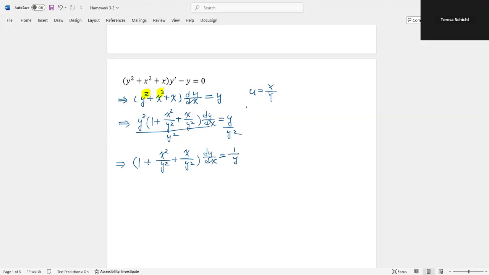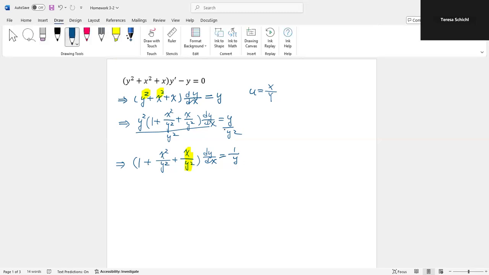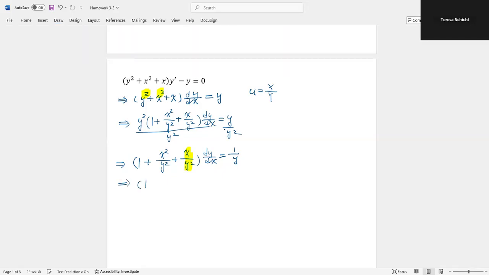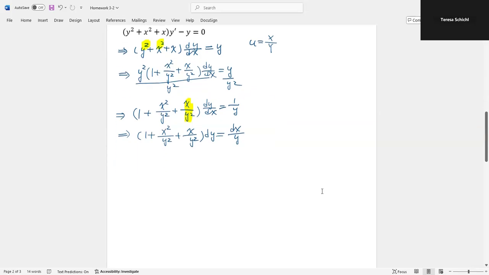Now I see the x squared over y squared is good, but the thing that bothers me is this term, x over y squared. I have a hard time changing it to u. But then I started to see something here. How about if I move the dx over? This is dy, I move the y's here, and this is dx.